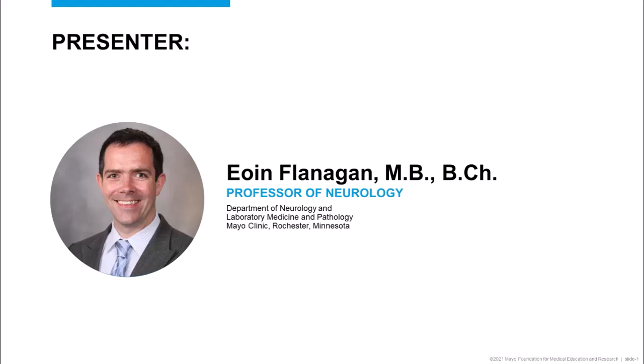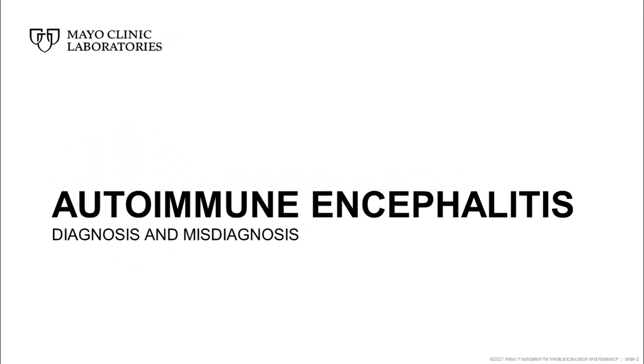My name is Eoin Flanagan. I'm a neurologist here. Many of you will know me. I work in the neuroimmunology area of autoimmune neurology and multiple sclerosis. I also work in the Department of Laboratory Medicine and Pathology, where I work in the neuroimmunology laboratory. And today, I'm going to talk a little bit about autoimmune encephalitis diagnosis and misdiagnosis.